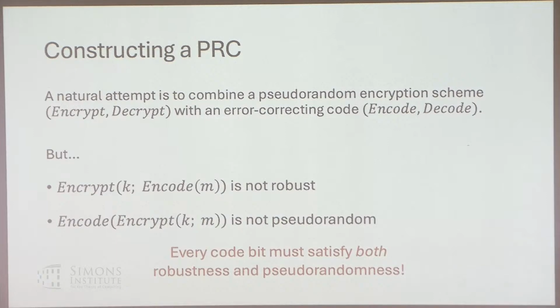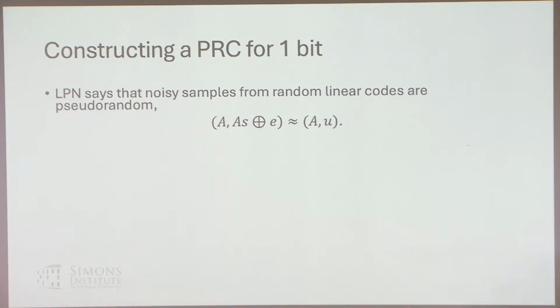Okay, so we started from scratch and observed that, thankfully, a very standard cryptographic assumption, learning parities with noise, is an assumption about the pseudorandomness of error correcting codes. In particular, it says that if you have noisy samples from a random linear code, they are pseudorandom. So if A is a random matrix, then if you have AS plus E, where S is uniform and E is some low weight error, this is indistinguishable from a random A and a random string U.